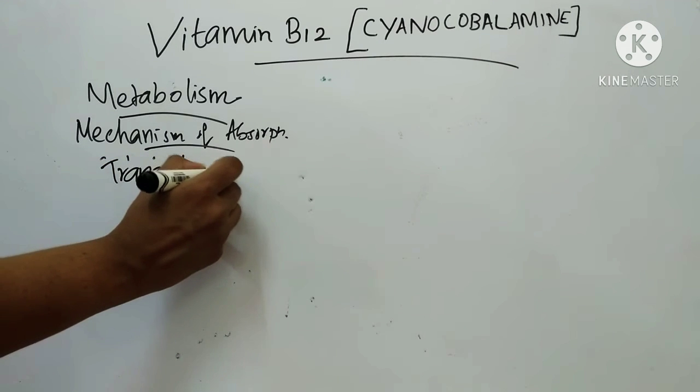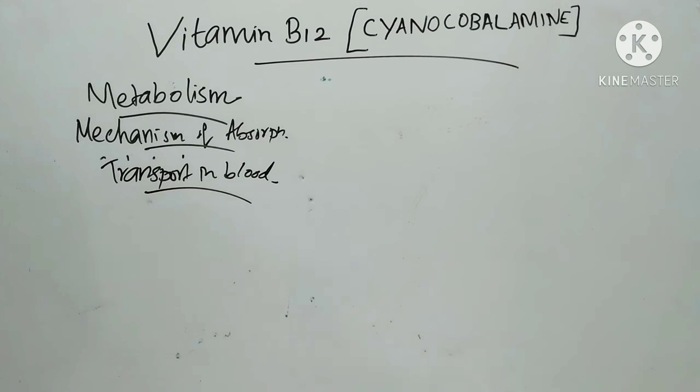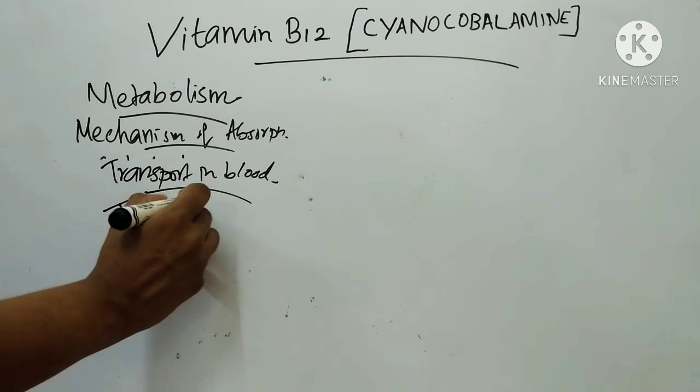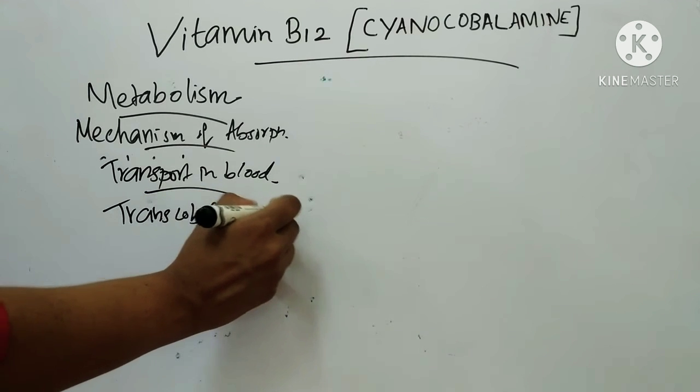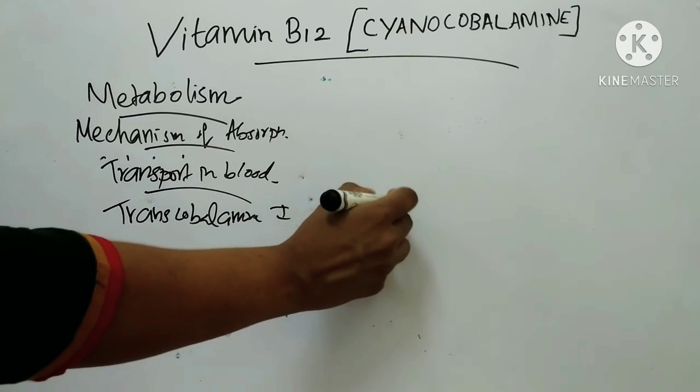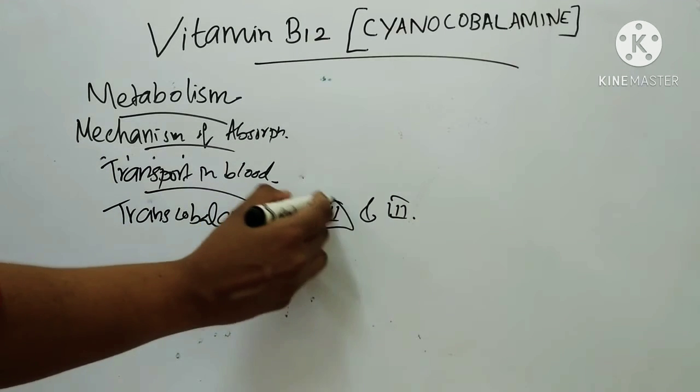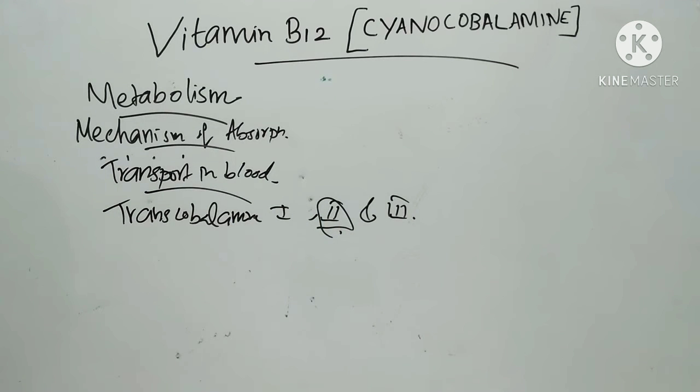Transport in blood. Vitamin B12 is transported in blood in association with specific proteins called transcobalamin 1, 2 and 3. Physiologically, transcobalamin 2 is more important.